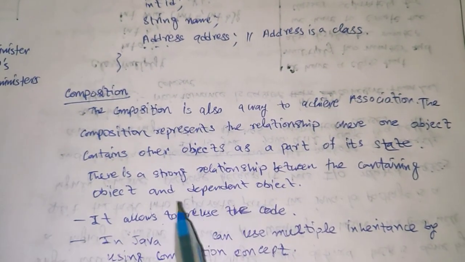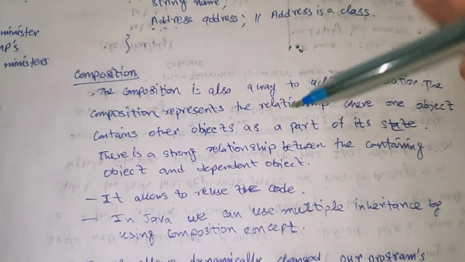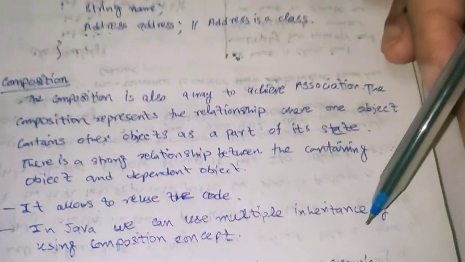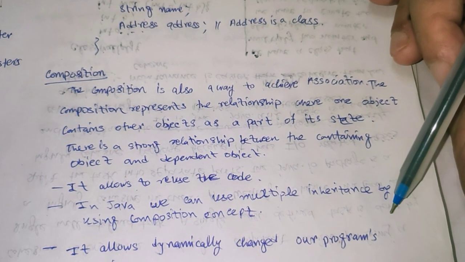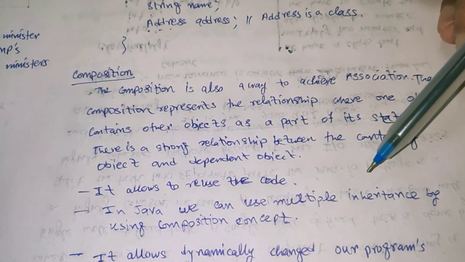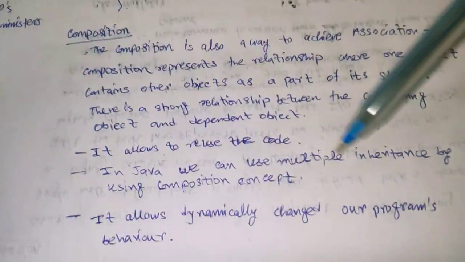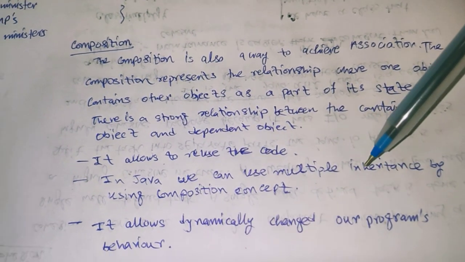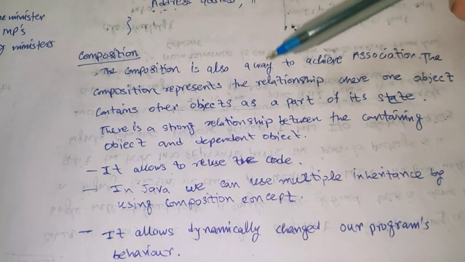Composition allows us to reuse the code. In Java, multiple inheritance is not currently supported at the class level, but with the help of composition we can build multiple inheritance in Java. It also allows us to dynamically change the behavior of our program.